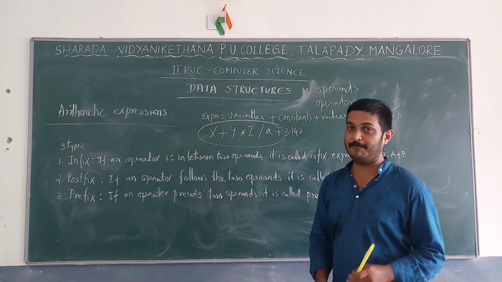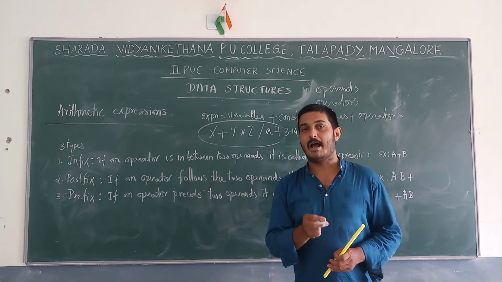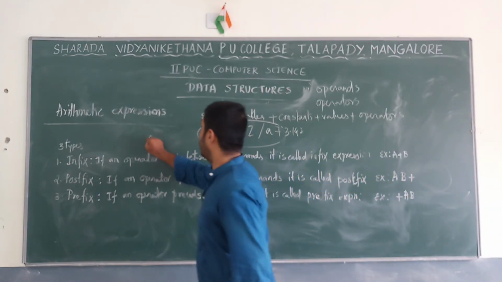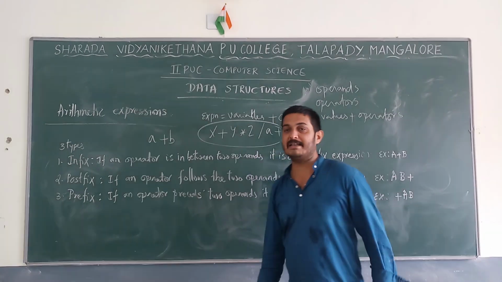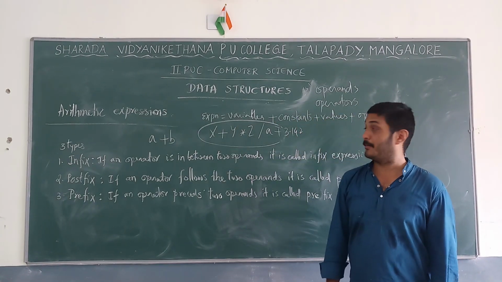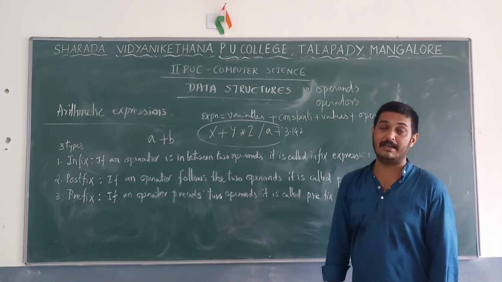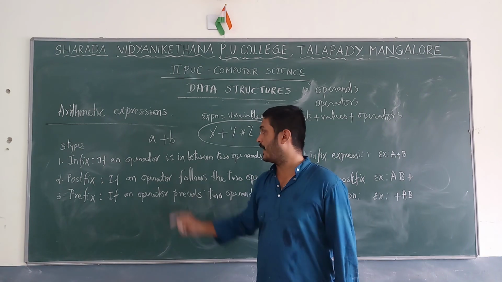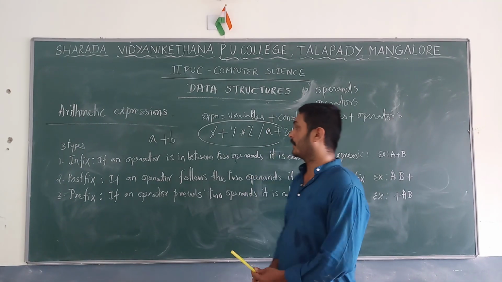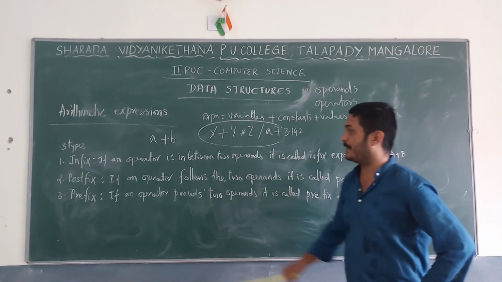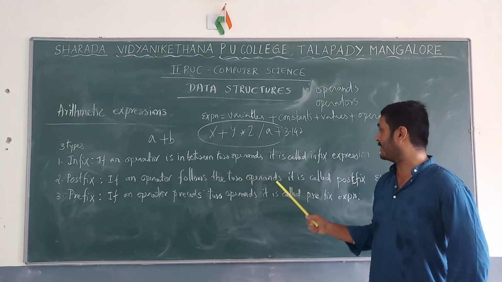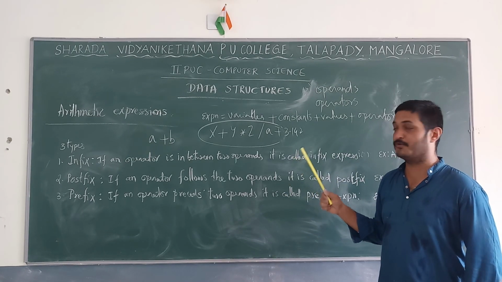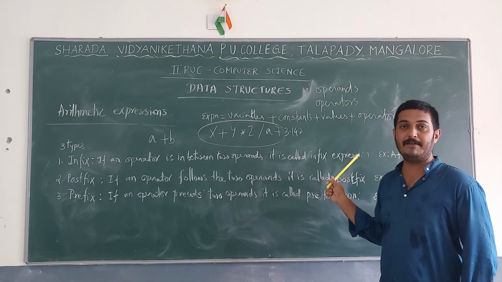Infix expression means there are two operands, and we have to insert an operator between them. That means A plus B. A plus B is an infix expression. A and B are operands, and plus is an operator. Infix expression means an operator is in between two operands.